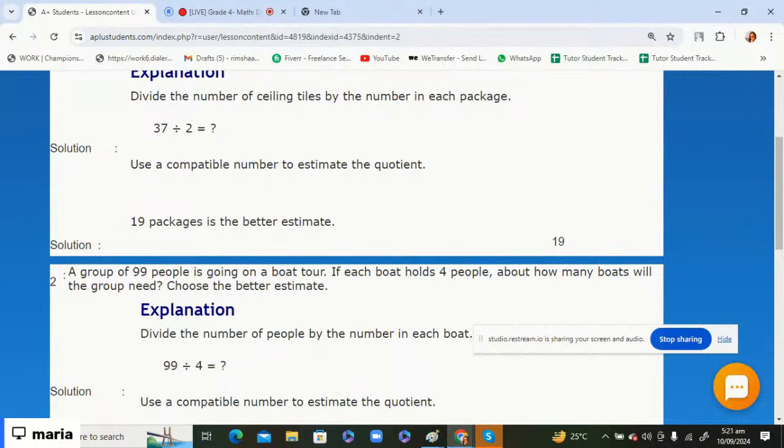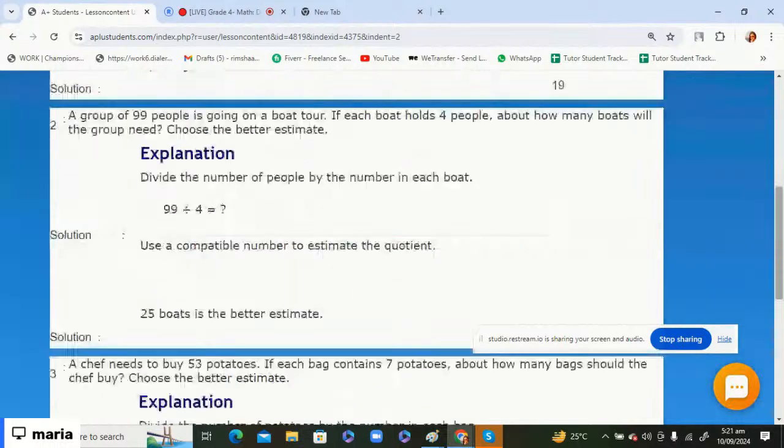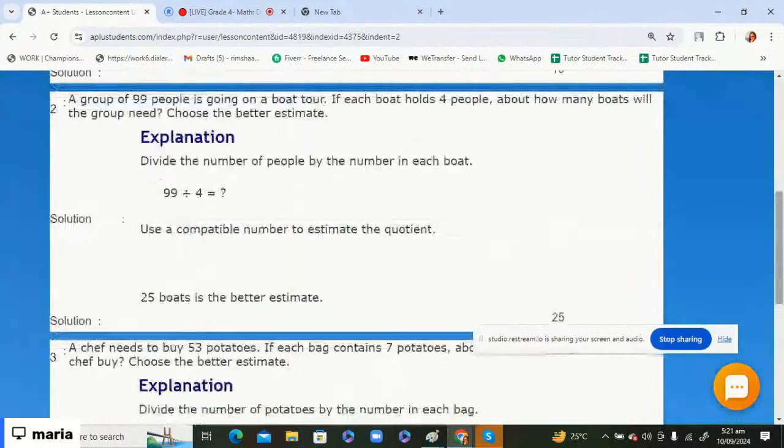So here, a group of 99 people is going on a boat tour. A boat holds 4 people, so how many boats will the group need? Choose the better estimate. Again, the same thing. 99 people, and the boat holds 4 people. So 99 divided by 4. Let's check.